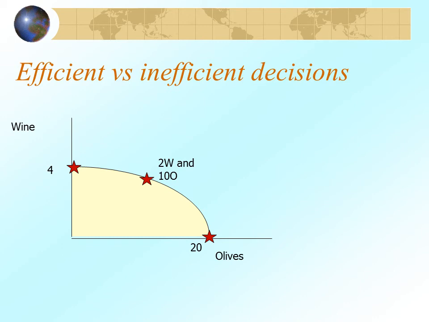But what about an inefficient decision? The inefficient decision is below the graph, as you can see in this gray star. This example will be, for example, 1 wine and 3 olives will be inefficient because given the time and the resources that you have, you could produce more of either one or both goods. So think about efficient decisions as that which is on the graph, any combination on the curve, that maximizes your production based on the resources that you have.